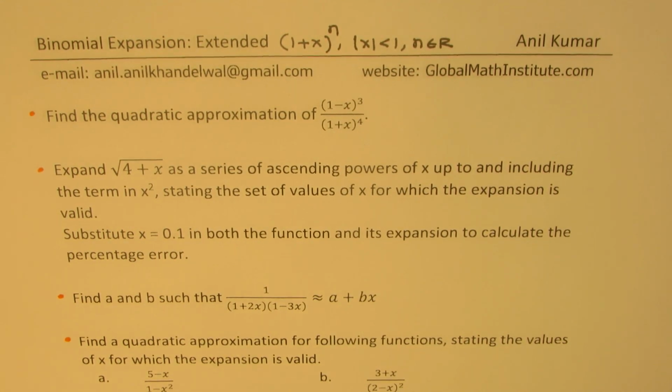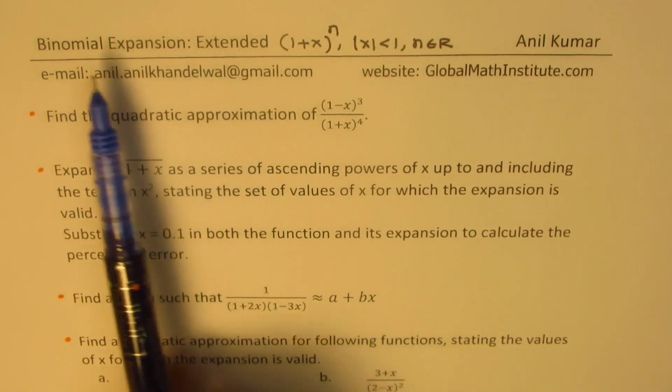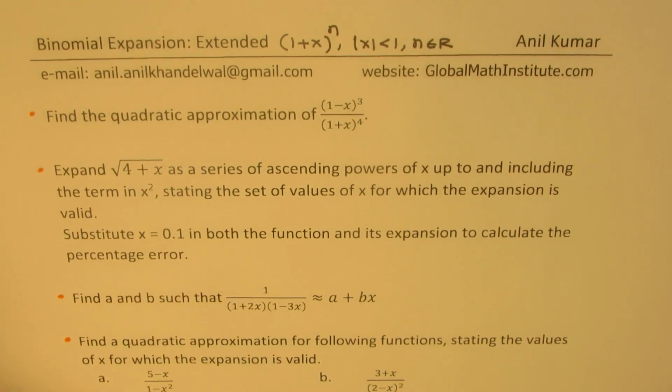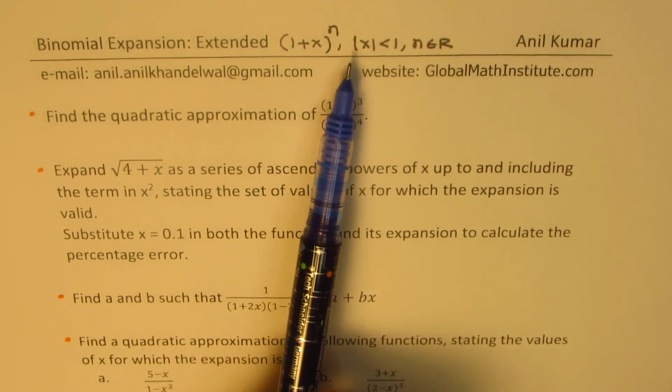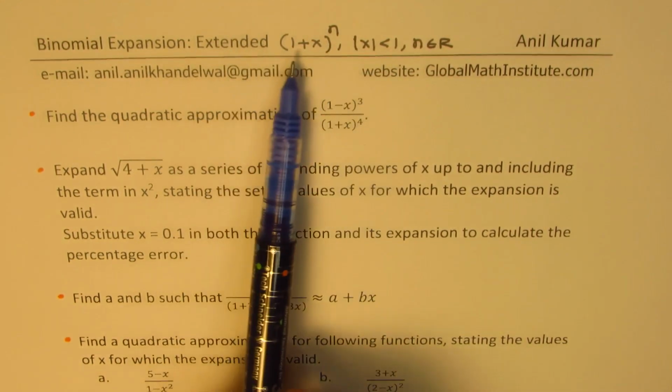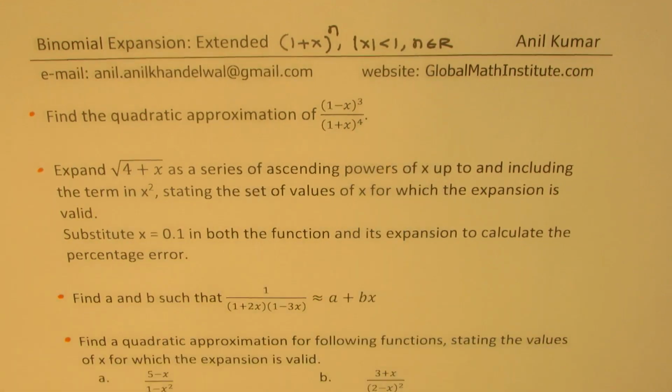Here are 5 excellent questions based on binomial expansion. We talked about the extended form of this binomial expansion where (1 + x)^n, for absolute value of x less than 1 and for any value of n, can be expanded. Now, based on this expansion, we have 5 test problems for you. I'd like you to pause the video, copy these questions, try them out, and then look into my suggestions.